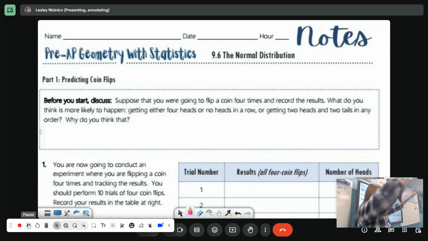All right, just jot down your ideas. There's no right or wrong answers. You're just making a prediction. Just write some stuff down. This is not for a grade. This is just for brain exercise and trying to put your thoughts on paper. You're doing great.